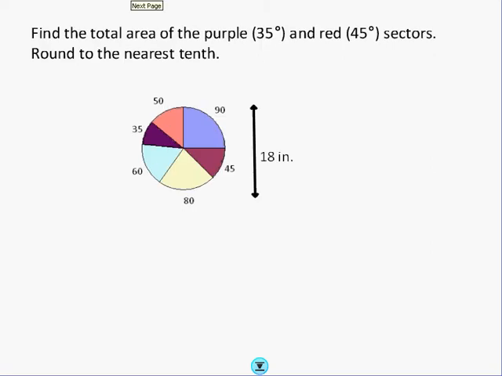Okay, what if we add 2 together? So in this situation, I'm adding this one and this one to find the area. I'm simply going to add those together. It's going to be 35 plus 45 over 360 times pi. I have a new radius of 9 squared. I don't really care what that is exactly. You can plug it in your calculator.